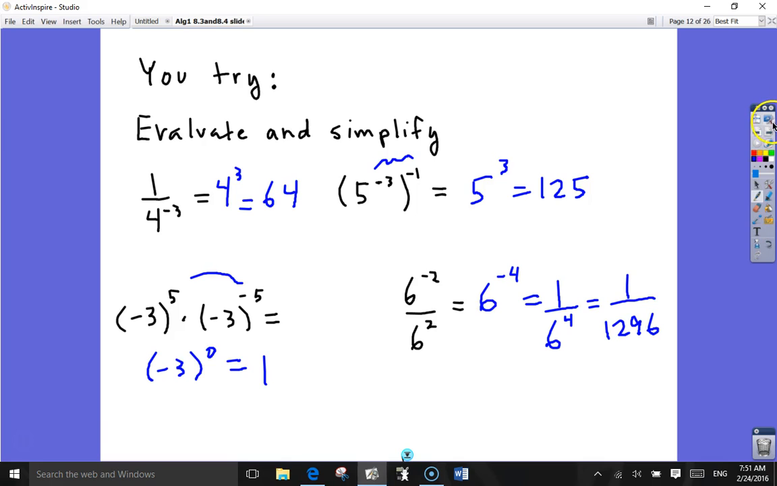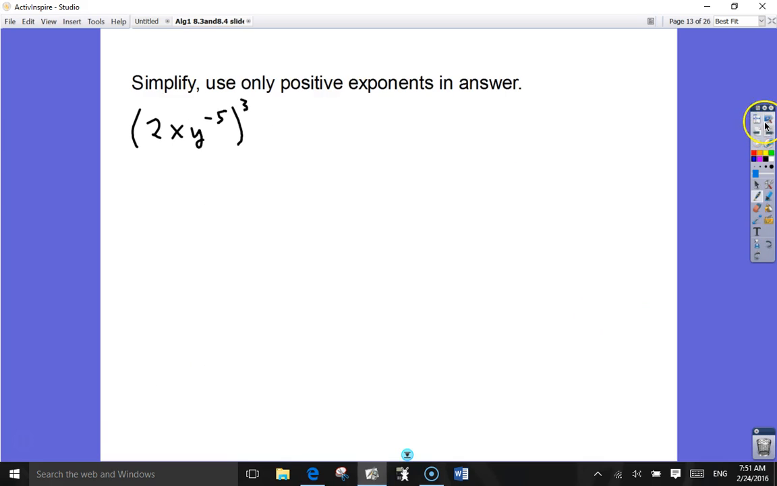Okay. So simplify and use only positive exponents in the answer. These problems, almost always that's what it says, right? That's why they give us that last property of flipping, right? So what property would I use to deal with the 3, which is outside the parentheses? Distribute it, right? Distribute it to all the factors inside.